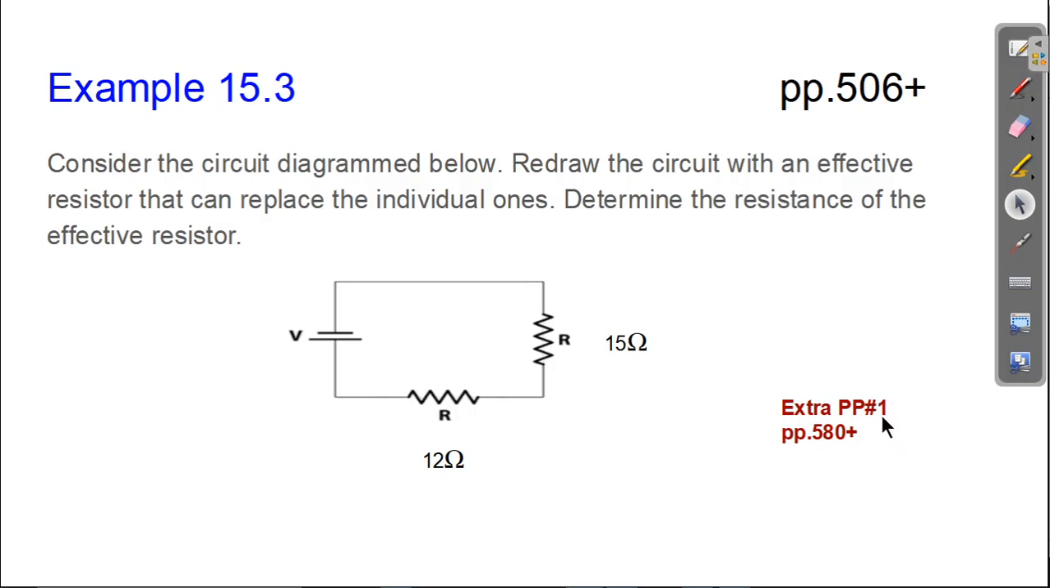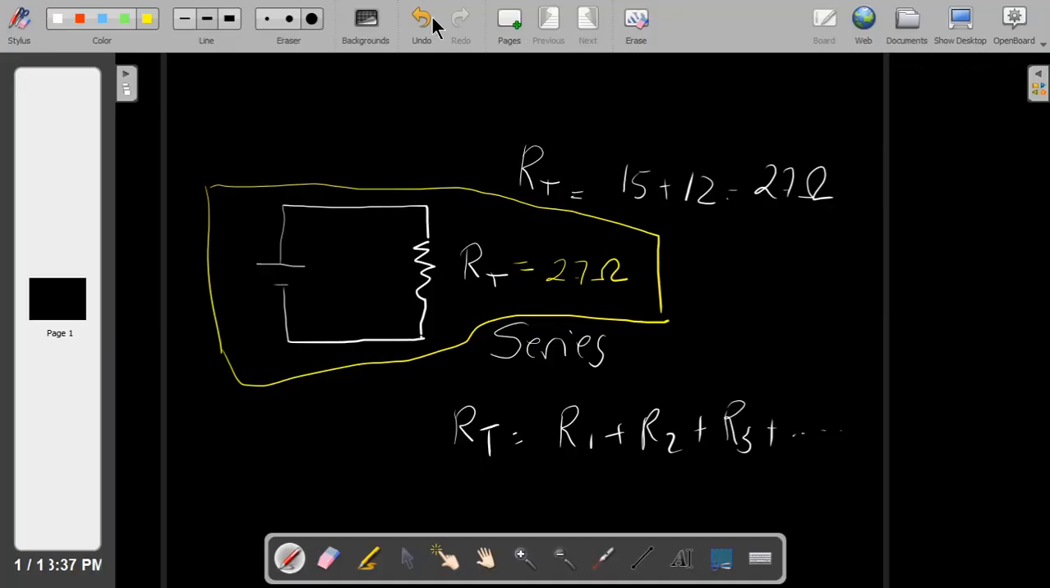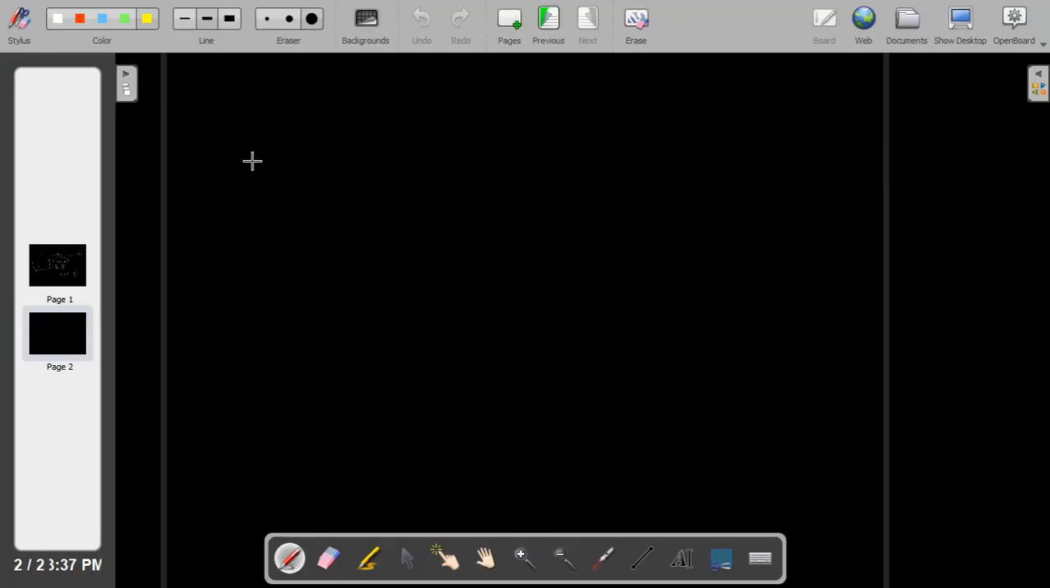It's your turn. So on page 580, example number 1 is a similar kind of problem. I'm going to give you the answer. If you get it right, move on. If not, watch to see how it's done. So let me get to the board, get another page. I think I still have yellow, but if not, here we go.